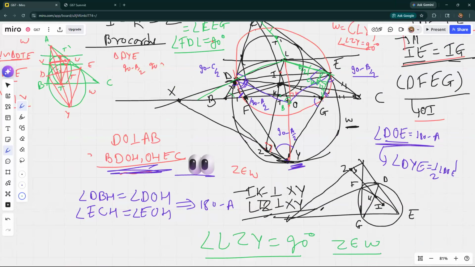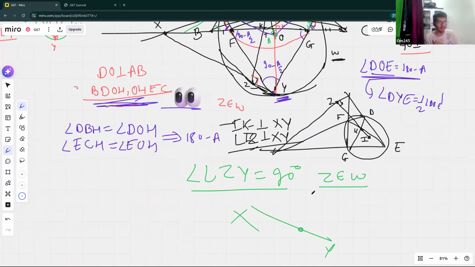Yes. And so now we have this line XY, and we have this point Z which lies on omega, and ZA is perpendicular. But we also know that there are points I and K such that IK is also perpendicular to XY at Z, right? So those two lines are the same. So I, K, L are just collinear.